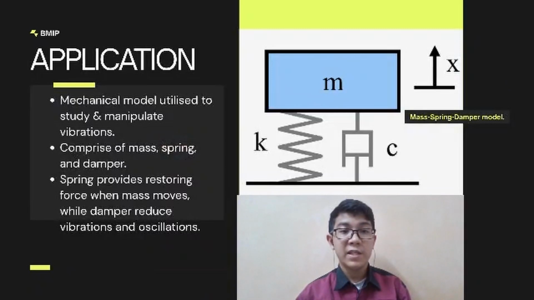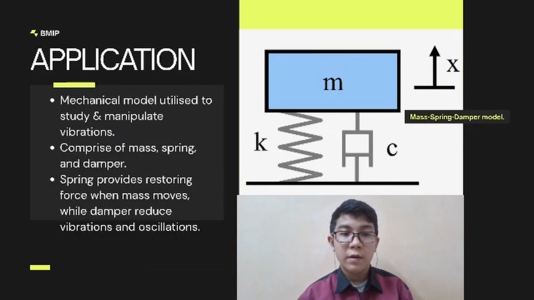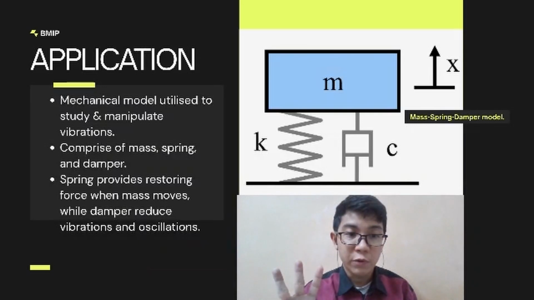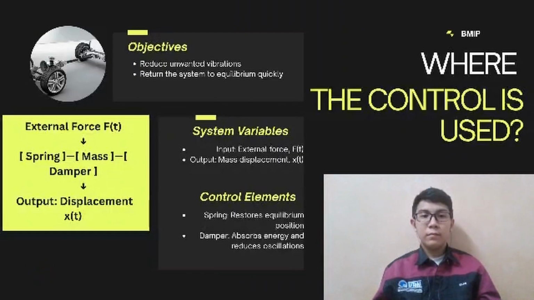First of all, a mass spring damper system is a mechanical model that is applied in order to analyze and control vibrations. This kind of model is widely used in engineering applications since many physical systems can be modeled with it. There are three main components in this model: a mass, a spring, and a damper. The spring provides a restoring force when the mass moves, while the damper reduces vibrations and oscillations.